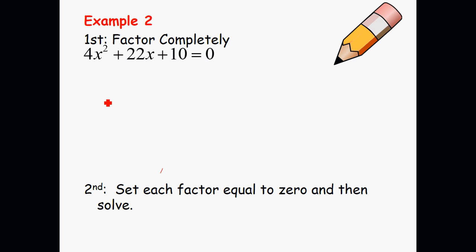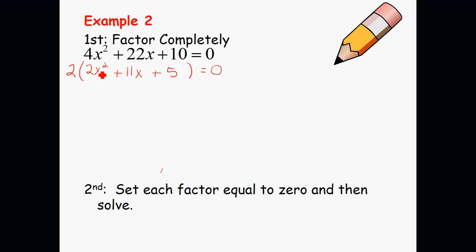So before I go into the AC method though, remember we always want to check for a greatest common factor. Do you see how all of these are even numbers? That means they all can be divided by the number 2. So I'm going to factor out the number 2 first. This then becomes 2x squared, this becomes 11x, and 10 divided by 2 becomes 5. So far I'm here.